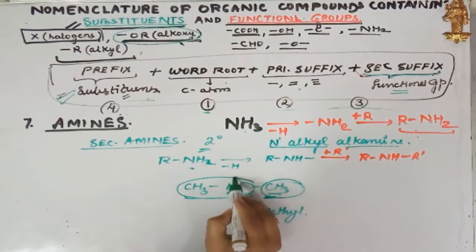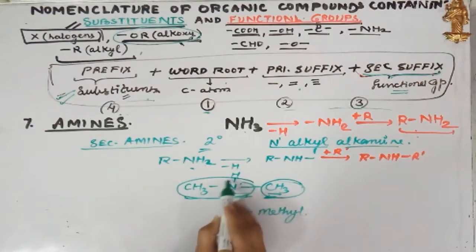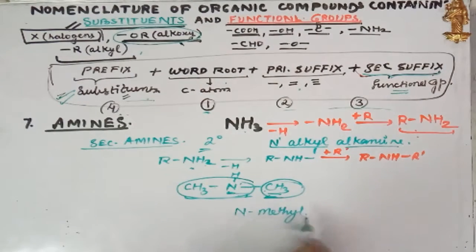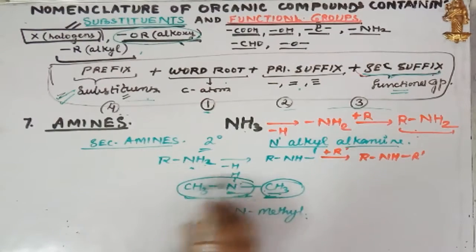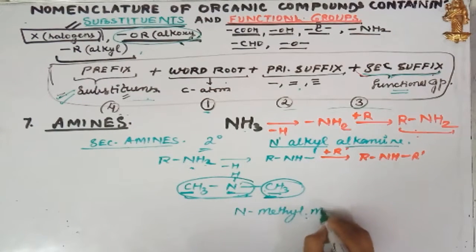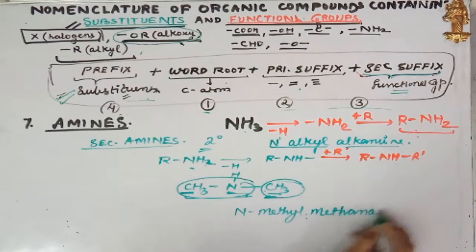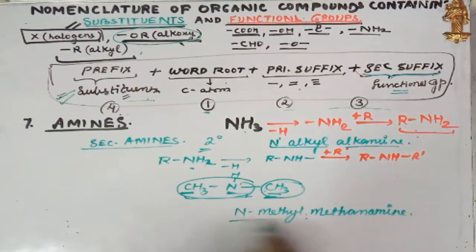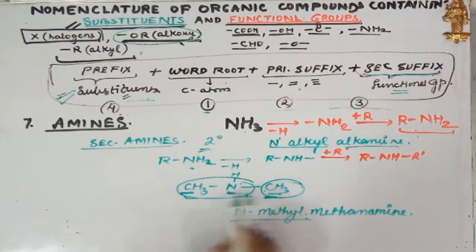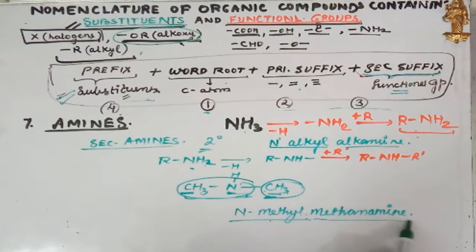I can draw it for better understanding. N has 3 valencies, 1, 2, 3. With the N, one alkyl group, one methyl group, is attached, and this is methanamine because this is one carbon atom attached to the actual amine. So I'm starting with N-alkyl alkanamine. At the N position is the alkyl group, which is methyl here, and it is the case of methanamine. So it becomes N-methyl methanamine.